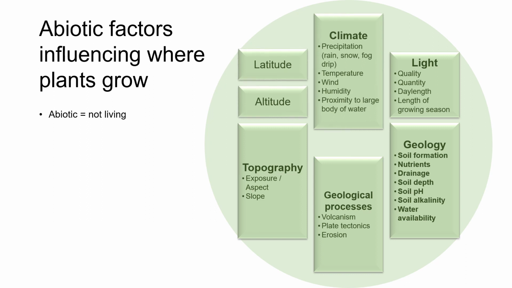Climate includes wind, precipitation, and temperature, which are all influenced by latitude, altitude, and aspect. Latitude, altitude, and aspect also influence light quality and quantity, while latitude also affects the length of the growing season for plants. Climate also has an influence on soil formation as a result of wind action, the movement of water, and freezing and thawing temperatures.